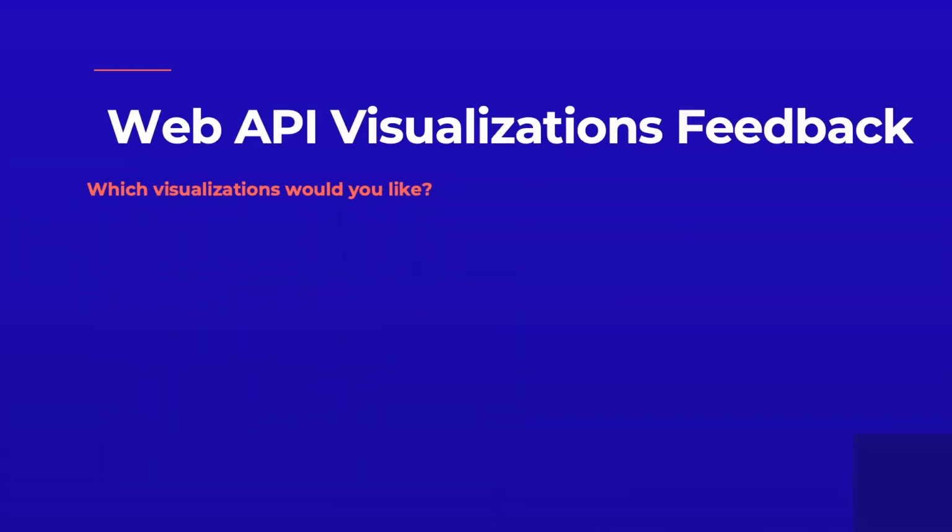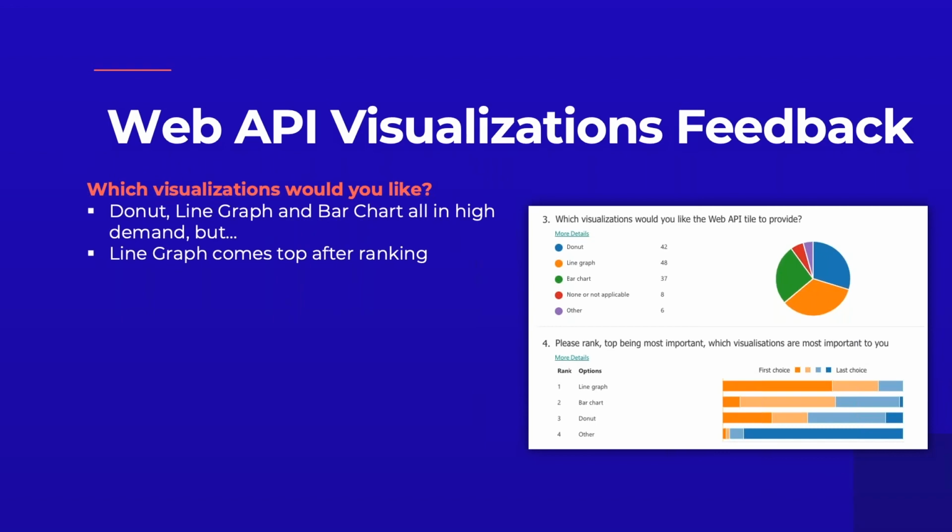What I wanted to do was actually take you through some of the feedback. So when it comes to web visualizations, we wanted to find out what visualizations people would really like. If you ask that question simply, it's relatively evenly split. You've got donuts, line graphs, and bar charts. I don't think that's a big surprise to anyone. But we also asked people to prioritize which one they would like to see over and above the others, and line graph is a clear winner. So our engineering teams are busy working on that at the moment, and hopefully in 5.0 or 5.1 we'll be able to deliver these new visualizations for you as part of the Web API tile.